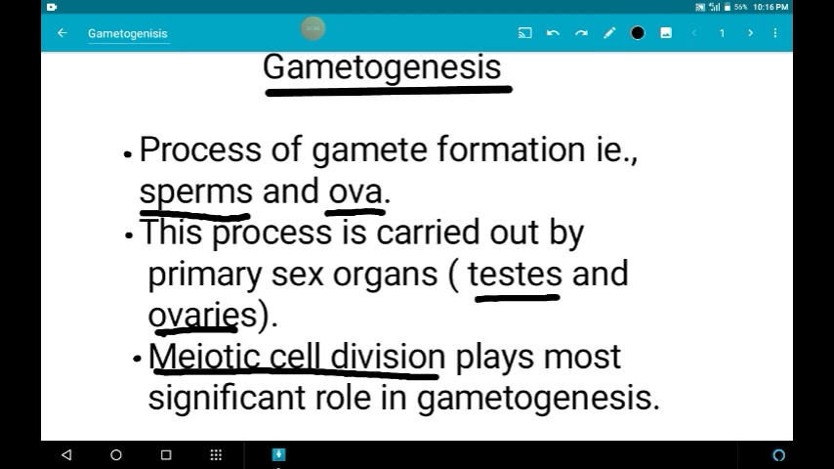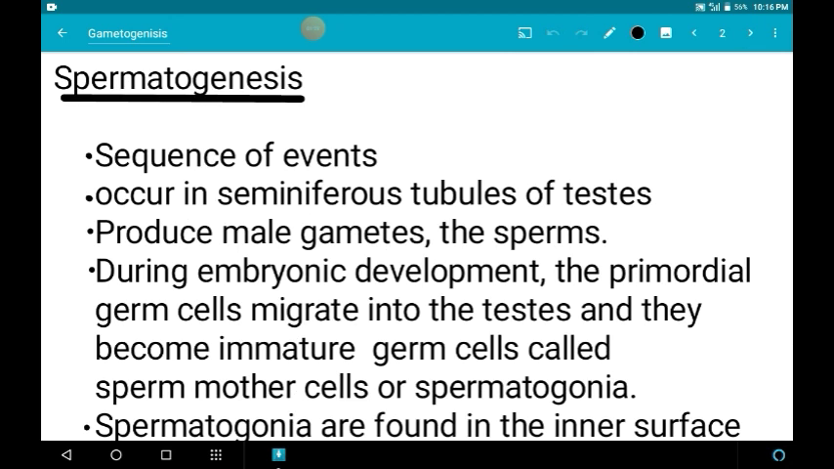So first we are going to see spermatogenesis. Spermatogenesis is a sequence of events, and mainly it occurs in the testis. In the testis, the site of spermatogenesis is the seminiferous tubule. So inside the seminiferous tubule only, spermatogenesis takes place.